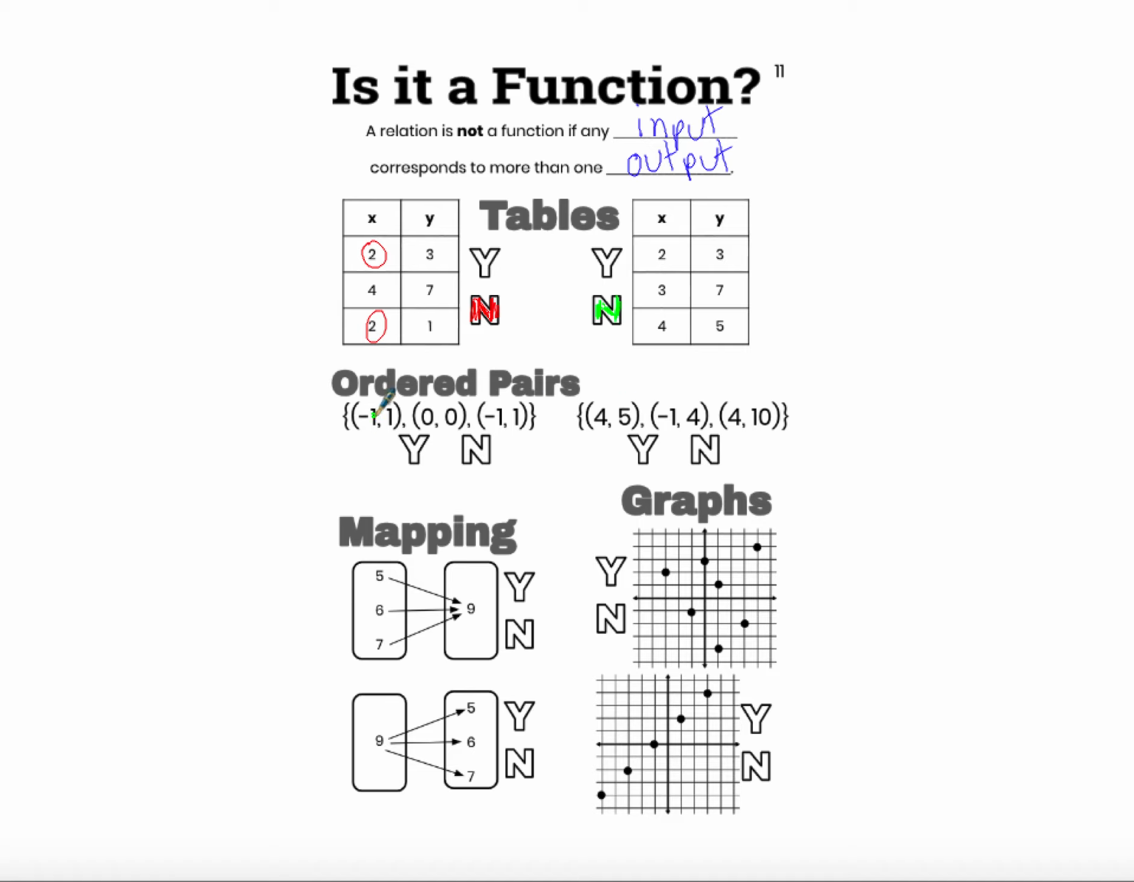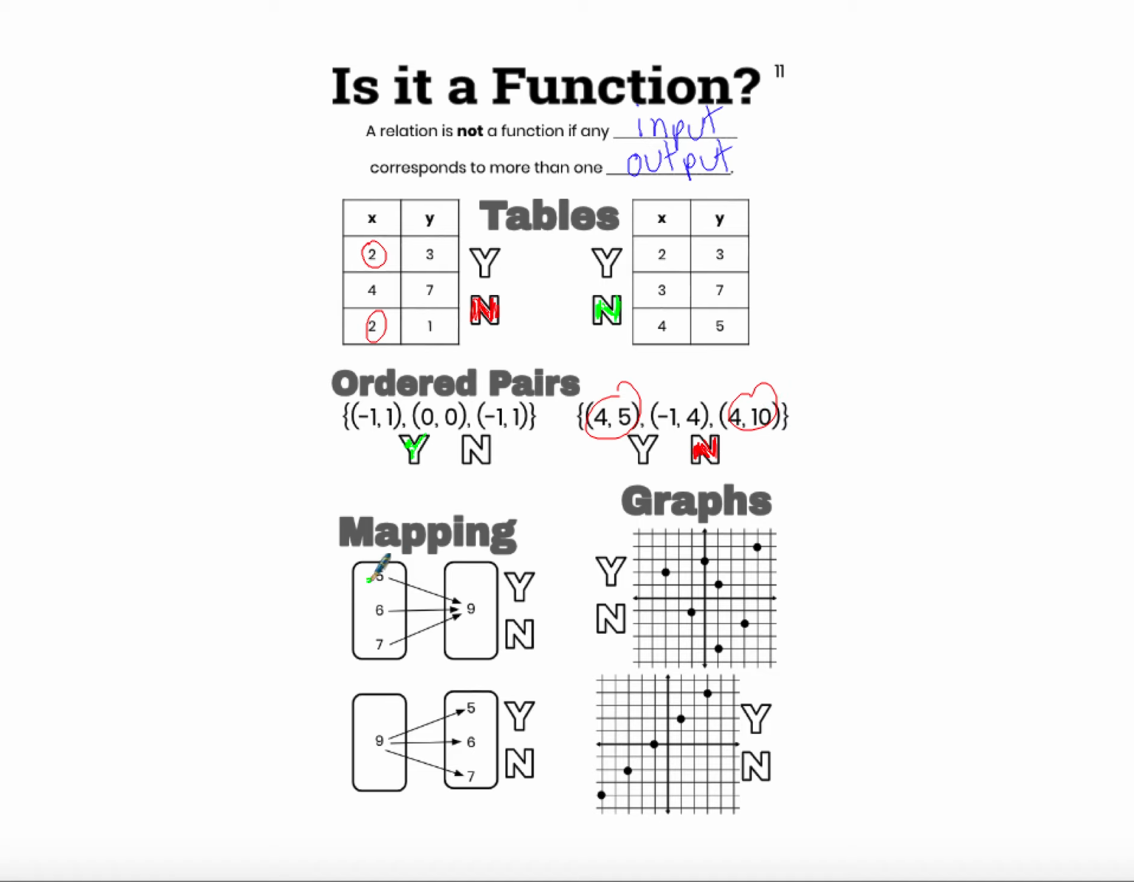This representation of ordered pairs is the typical kind of trick question. We have the same input more than once, -1, but we're just giving you some repeated information. -1 goes to 1, -1 goes to 1. The same input still has one output. -1 always goes to 1. Contrast to the second one, 4 sometimes goes to 5, sometimes goes to 10.